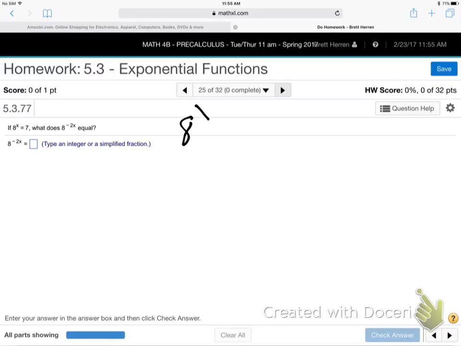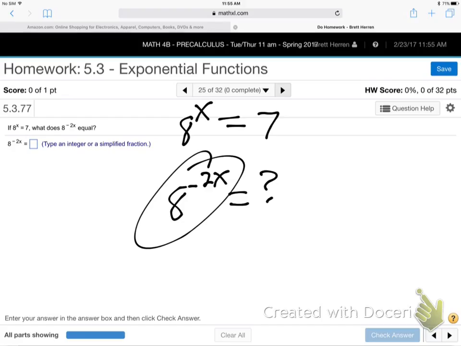Okay, so 8 to the x is 7, and they're asking me, what is 8 to the minus 2x equal? It's kind of a weird question. It's like they don't even really want me to solve for x. They're just giving me this weird 8 to the x thing. I don't even know what x is. They just want me to find out not what x equals, but what 8 to the minus 2x equals. They don't want x, which is weird. They just want 8 to the minus 2x.